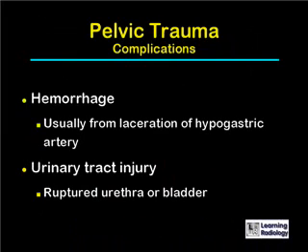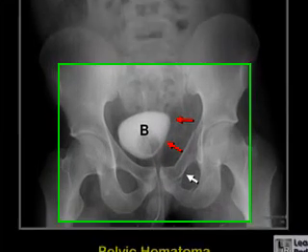Complications of pelvic trauma can include hemorrhage, usually from laceration of a hypogastric artery, and urinary tract injuries, especially ruptured posterior urethra or urinary bladder.